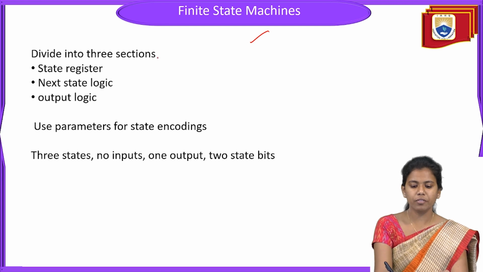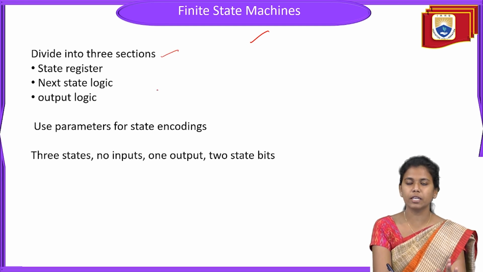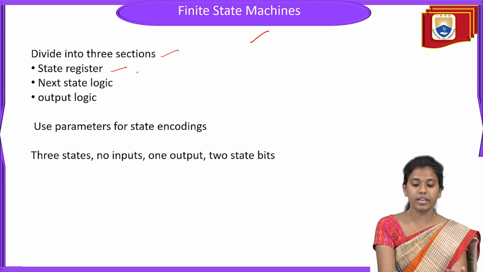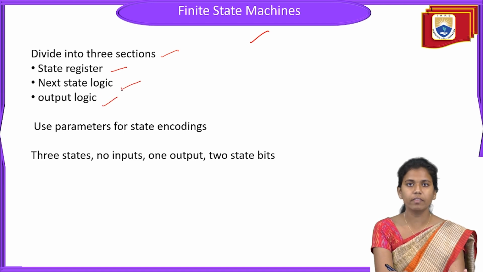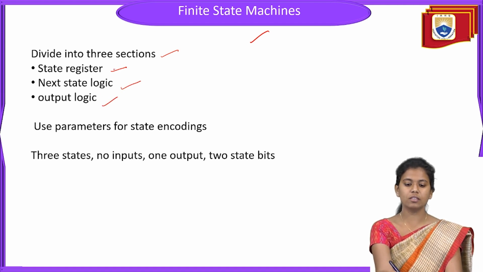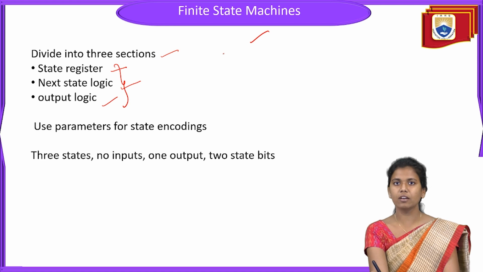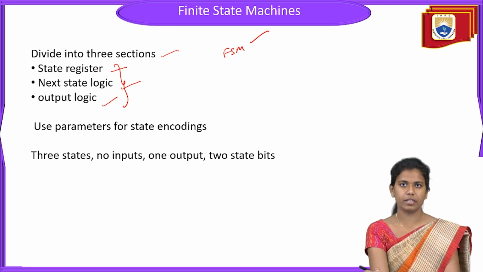So here a finite state machine divides into 3 sections: state register, next state logic, and the output logic. So these are the things you will find and observe in finite state machines.